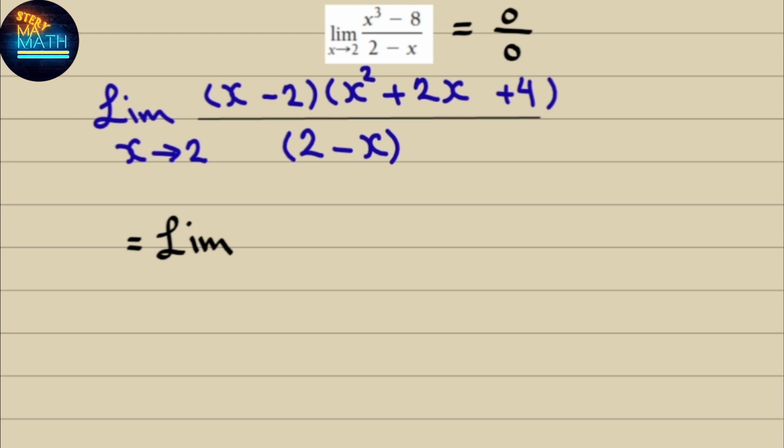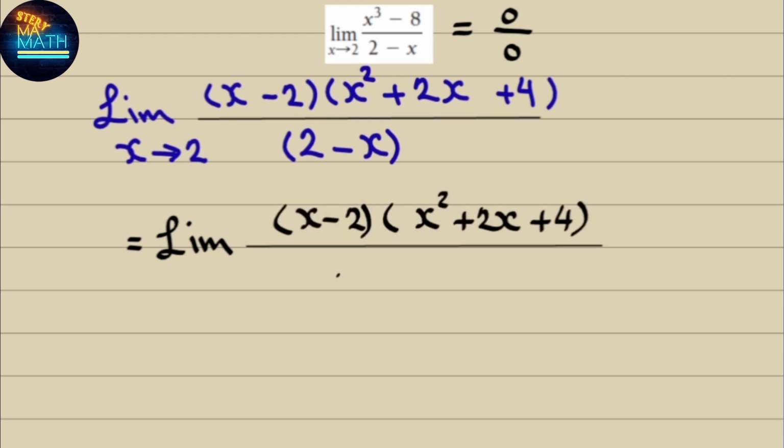Is equal to the limit. Now here we'll take out negative 1 and we are left with x minus 2, because 2 divided by negative 1 is negative 2, so 2 changes to negative 2, and negative x divided by negative 1 is x, so negative x changes to x. Now we have x minus 2 in the numerator and x minus 2 in the denominator. We will cancel them out.